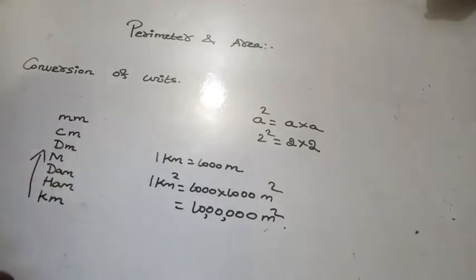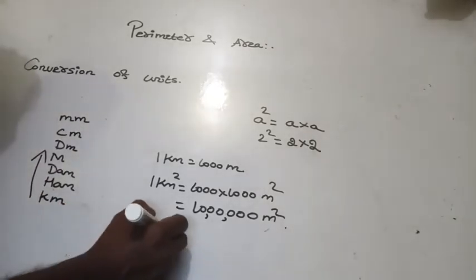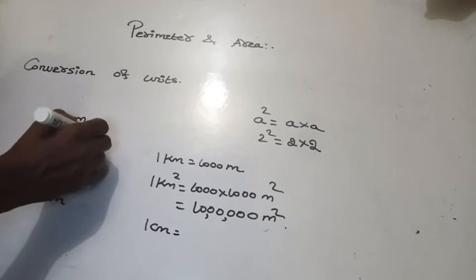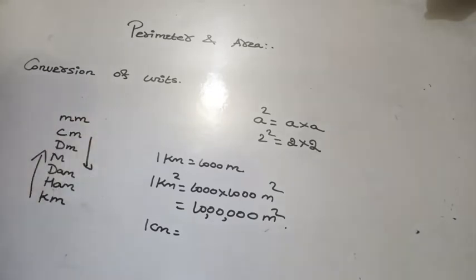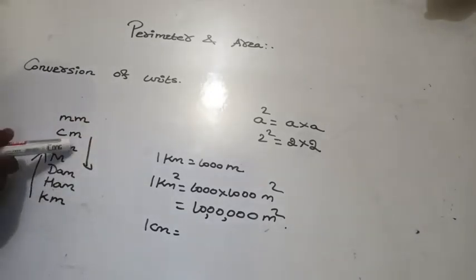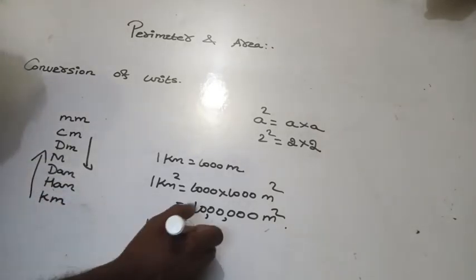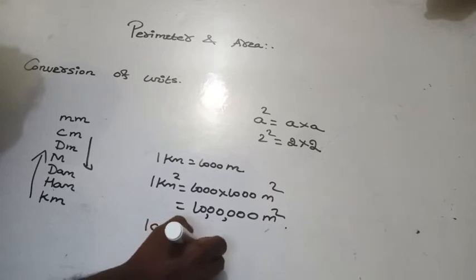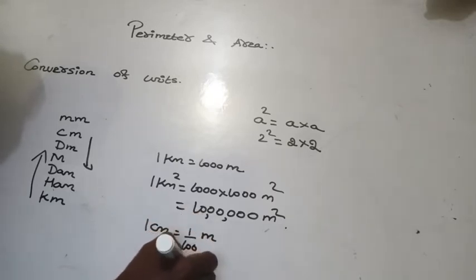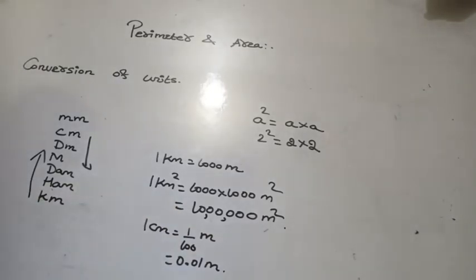If we want to convert centimeter into meter, 1 centimeter is equal to how much meter? Yes, you are coming down, so you have to divide by multiples of 10. 1 by 100 meter, that is equal to 0.01 meter. Are you getting there? Yes.